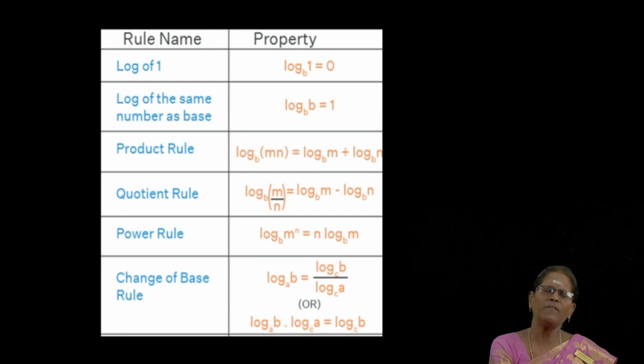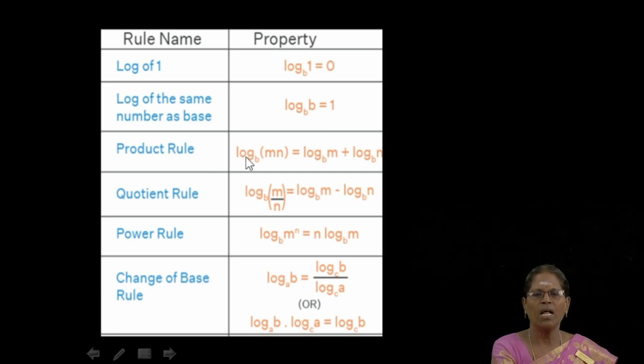The next form of index, that is the next advancement, is logarithm. Logarithm is a simple mathematical tool to solve any complicated multiplication, division and root problems. Here also there are some basic rules. Log 1 of any base is 0. And when the base and the number are the same, log b to the base b is equal to 1.